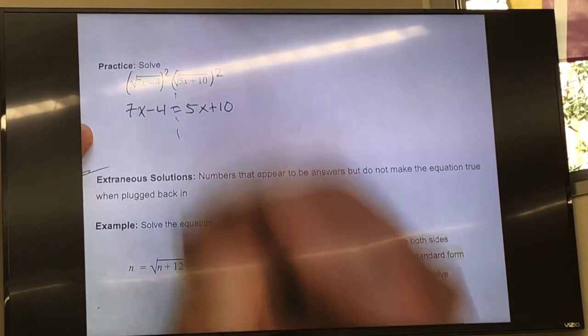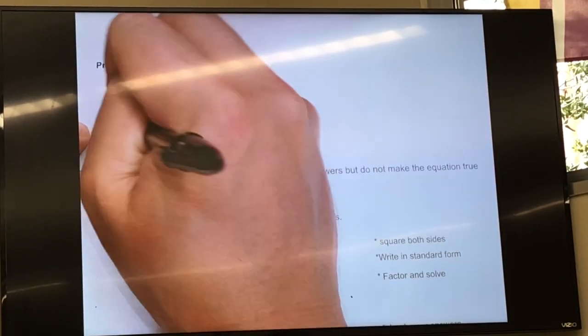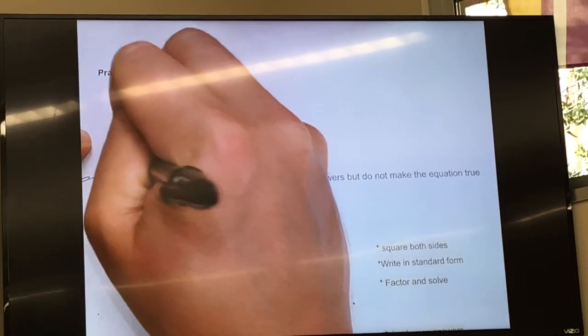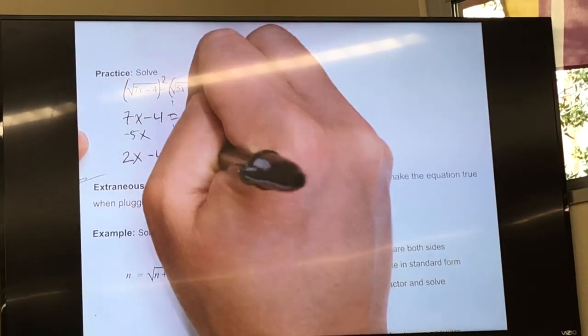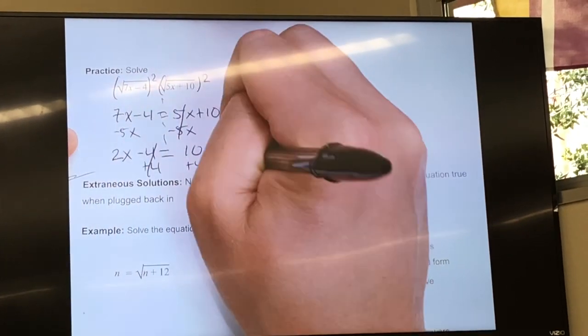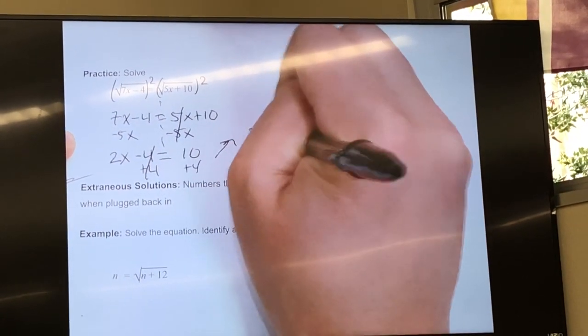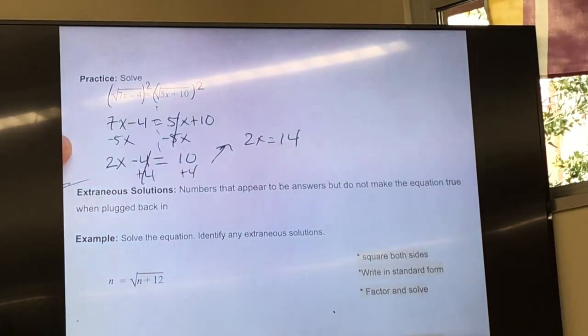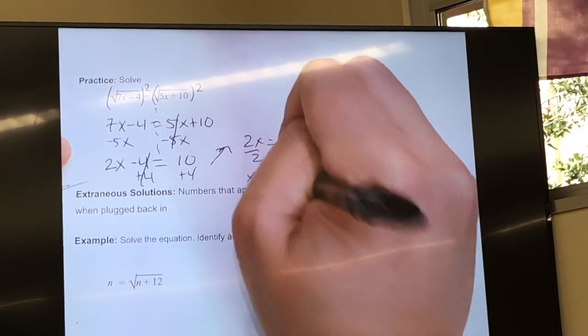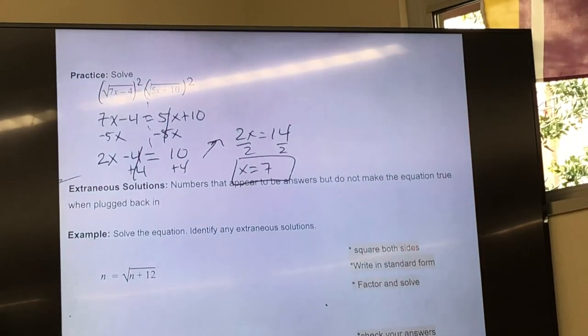Solve however you want. I'm going to subtract 5x from both sides. 7 minus 5 leaves me with 2x minus 4 is equal to 10. Add 4 to both sides. That leaves me with 2x is equal to 14. And lastly, divide by 2 to get x is equal to 7.